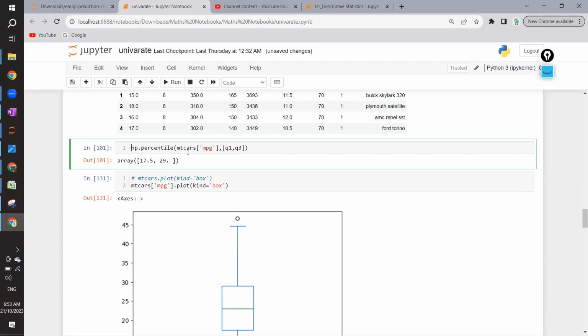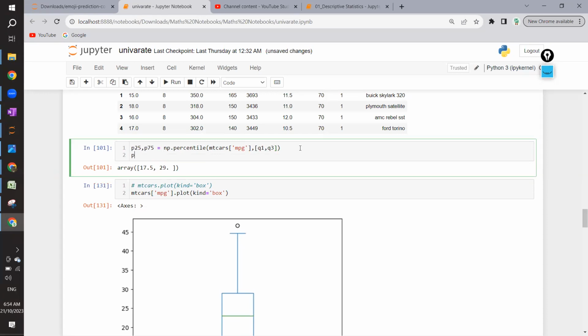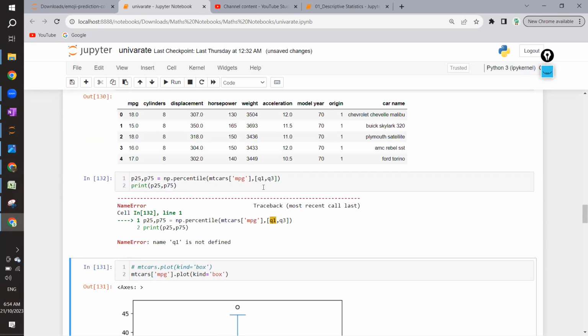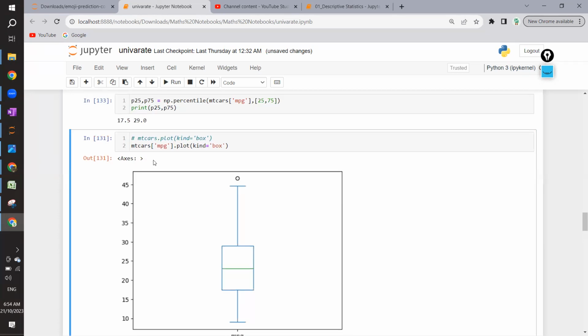Fine. And here my values will be the 25th percentile and 75th percentile, which are my Q1 and Q3. Now if I print, oh sorry, the 25th percentile and 75th percentile. Okay, so my 25th percentile is saying 17.5, and the 75th percentile is 29.